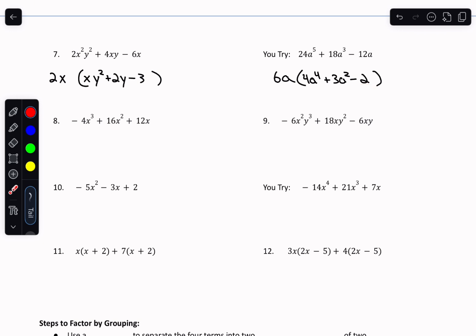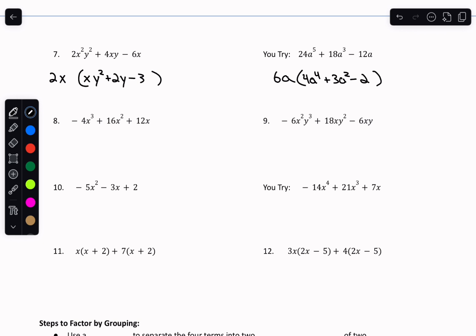So whenever you're pulling out a variable as a GCF, that variable will always end up being missing from at least one of the terms. All right, let's go ahead and move on. Number 8, we have negative 4x cubed plus 16x squared plus 12x.